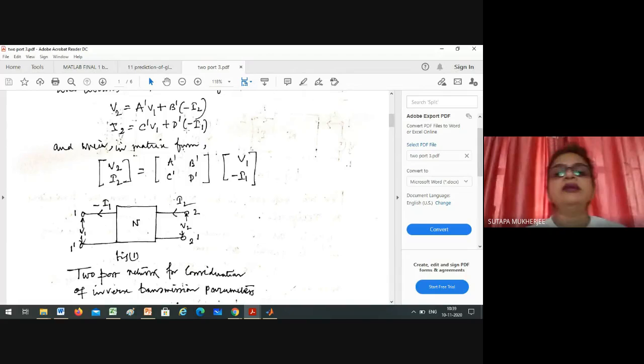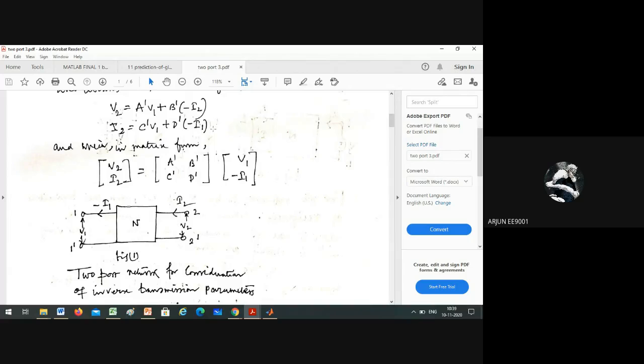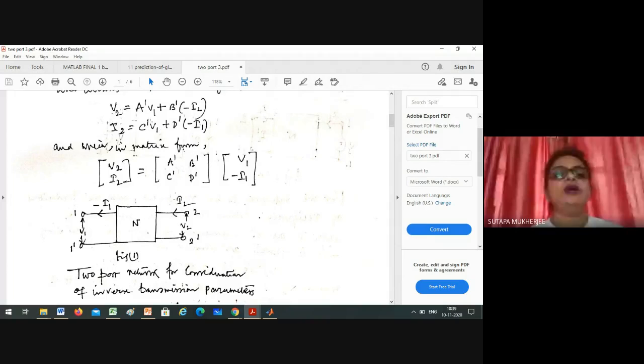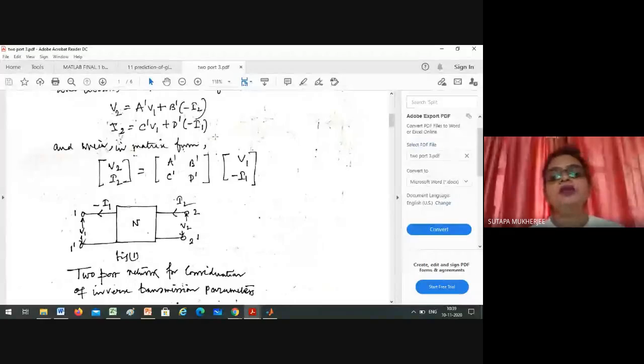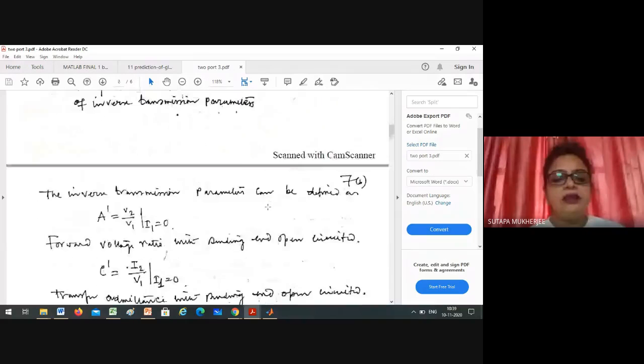What is D dash? I2 by minus I1, where V1 equals 0. Right. If I1 equals 0, then you are getting two parameters, A dash and C dash. And if V1 equals 0, you are getting the other parameters, that is B dash and D dash. Up to this, it is clear.